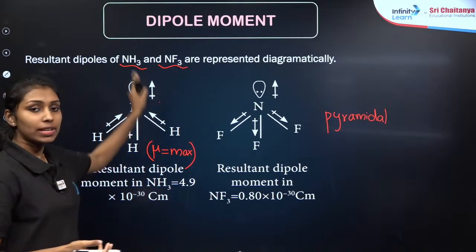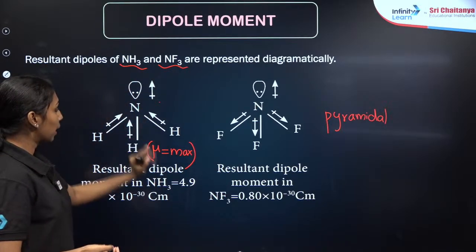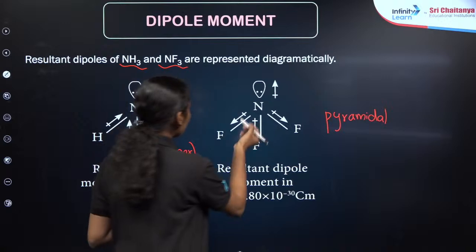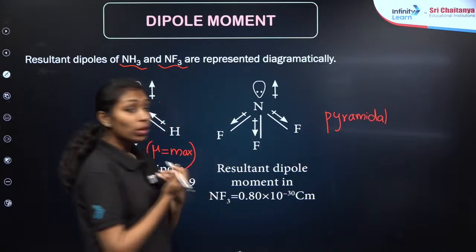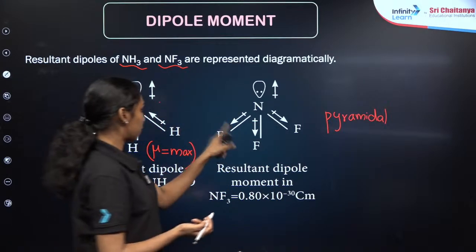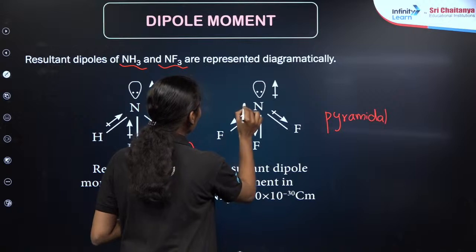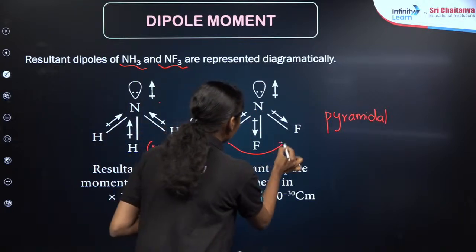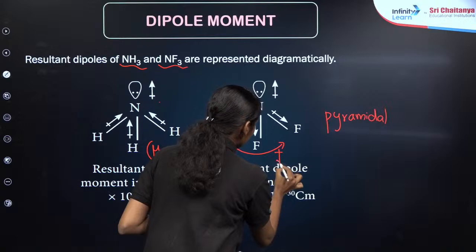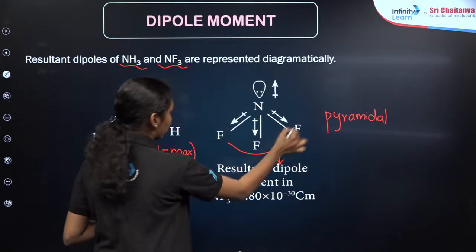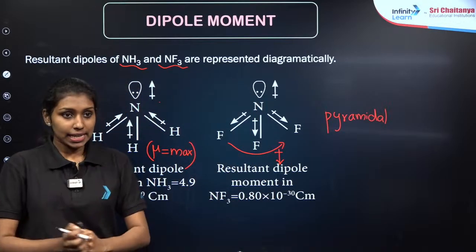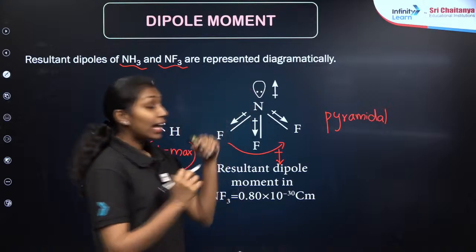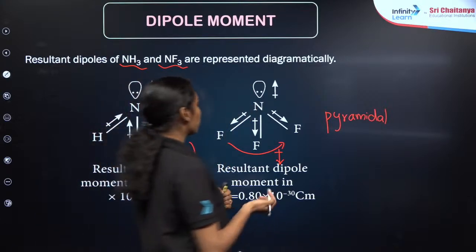Because the direction is always towards the same side, it will become maximum. Then what about the NF3 molecule? Fluorine is more electronegative as compared to nitrogen, right? So the arrows will come towards the fluorines, which means the resultant arrow will be in the opposite direction. This will be the direction of the resultant, equal and opposite, but we cannot cancel each other. Why?